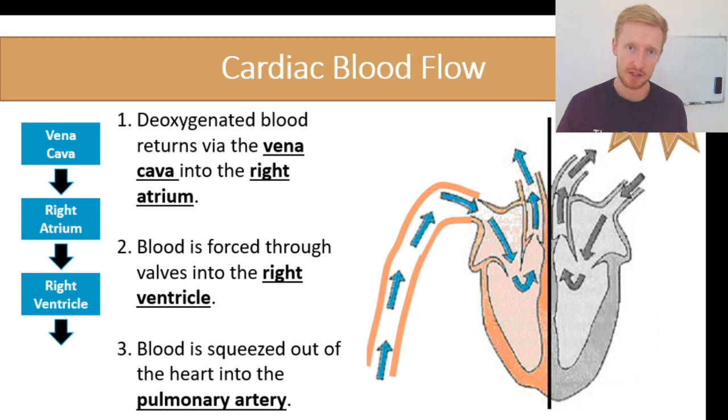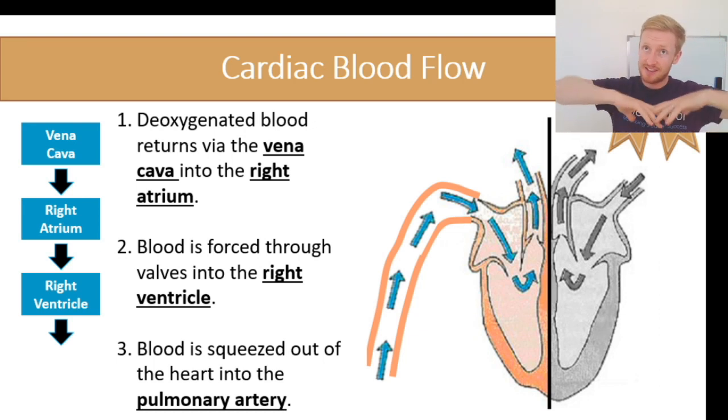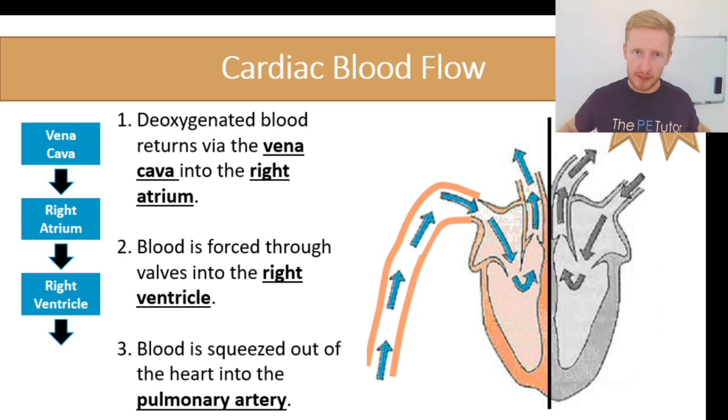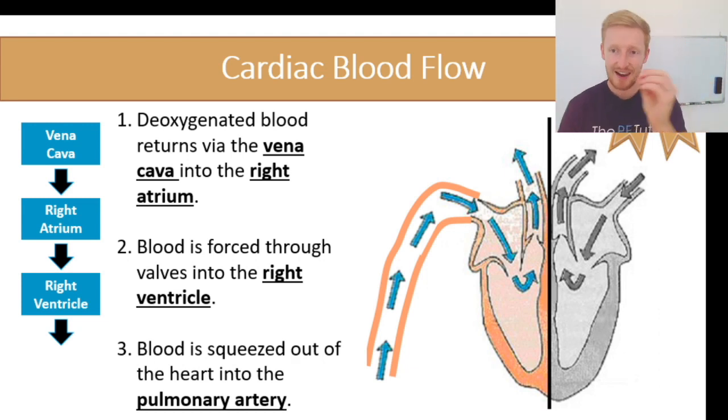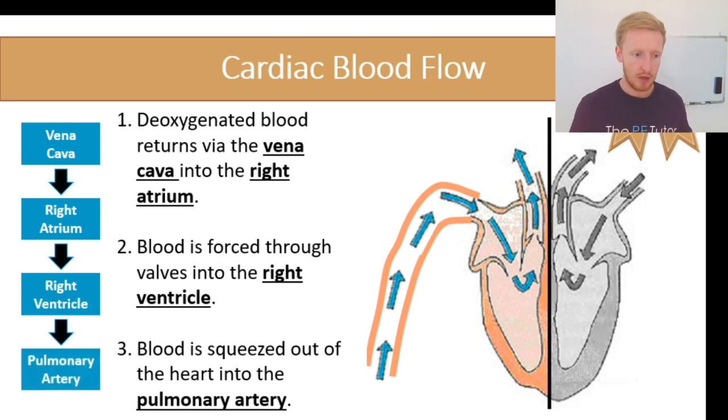The systemic circuit, which we'll cover later as well, is not necessarily below the heart, but it's the body. It's the bodily systems. So systemic circuit is from heart to body, whereas pulmonary circuit is heart to lungs. We will cover that again. So the pulmonary artery is delivering this blood from the right ventricle up into the lungs.